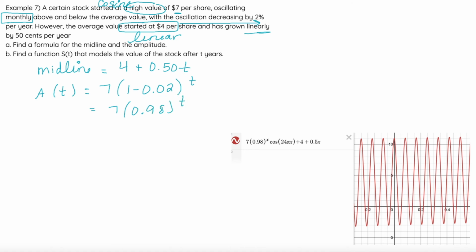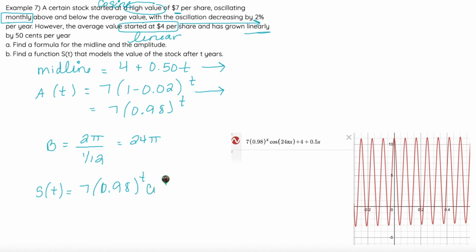We're doing this monthly, so every month it's oscillating. Therefore, b is equal to 2 pi divided by 1/12, or 24 pi. This gives us then a function for our midline and a function for the amplitude. The stock value is equal to our amplitude of 7 times 98 hundredths to the power of t.